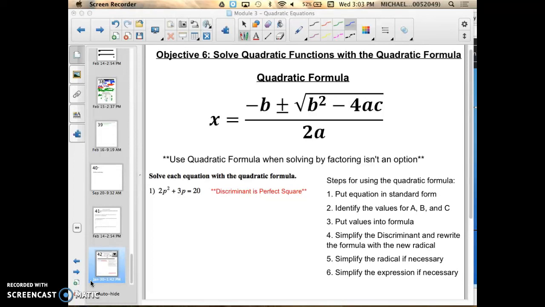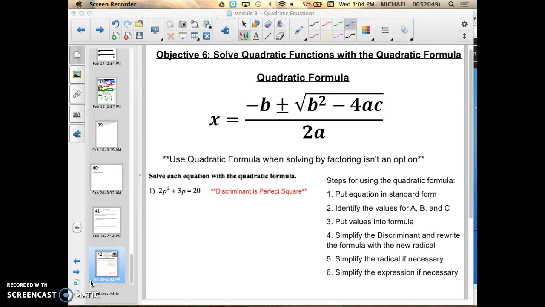Now I'm teaching this last because it is very beneficial to know how to factor, because factoring is a lot quicker and a lot easier. The quadratic formula is a little bit more extensive and there's a little bit more room for error, so just keep that in mind as you're rolling through this, all right? But it works every time if you get the hang of how to go about the process.